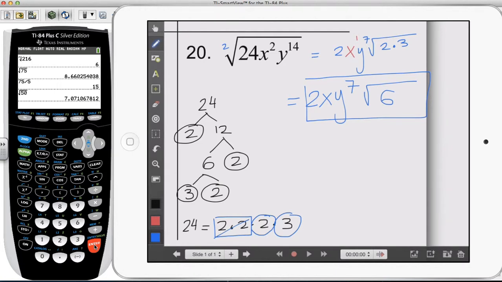Now I do hope this tutorial was helpful. Please go ahead and try the odd numbers on your own.